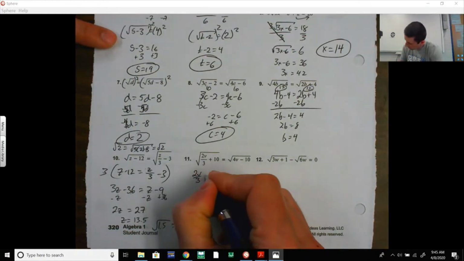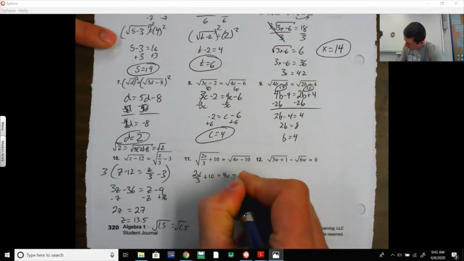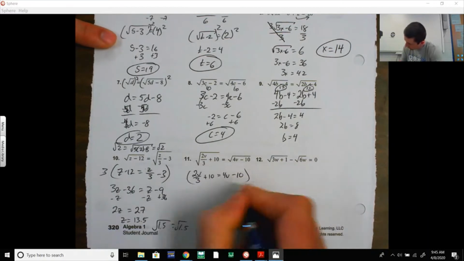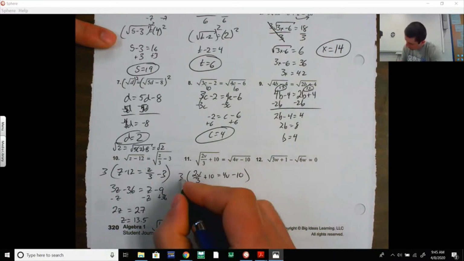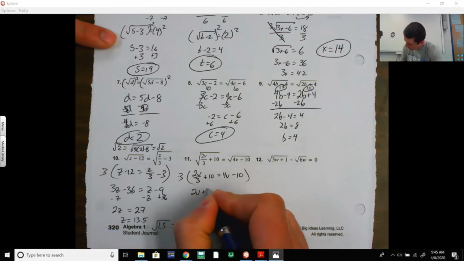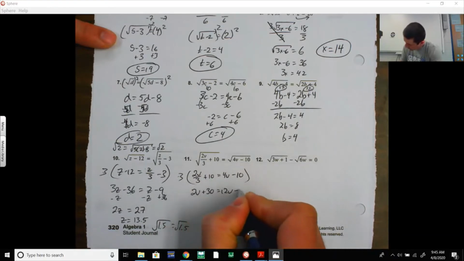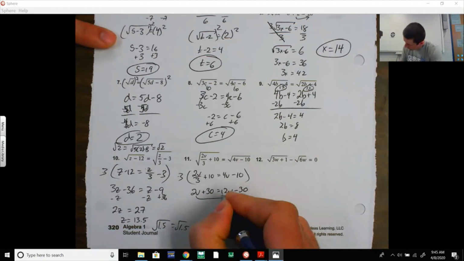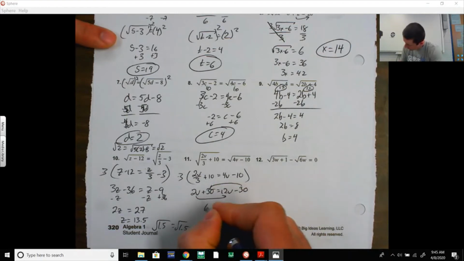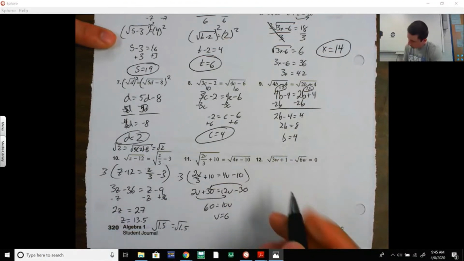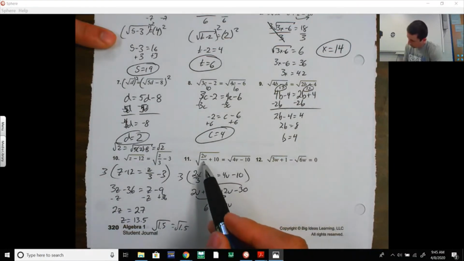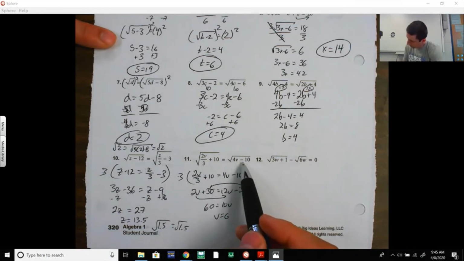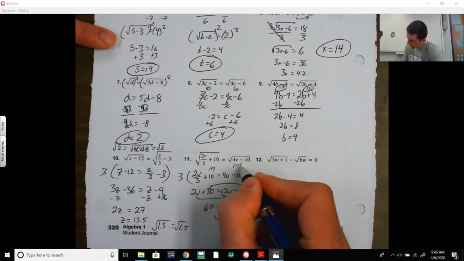2v over 3 plus 10 equals 4v minus 10. So again, I don't want the fractions. I'm going to take everything times 3. So those 3 cancel. 2v plus 30 equals 12v minus 30. So bring that there, bring that there. So 60 equals 10v, v equals 6. So that'd be 14 on that side and 14 on that side. So we're good on both of those.